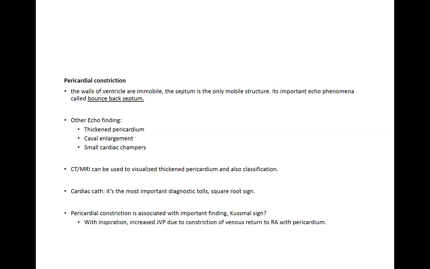So pulsus paradoxus is more with tamponade. Okay. Kussmaul's sign is more with constriction, right? Yes. Yes.